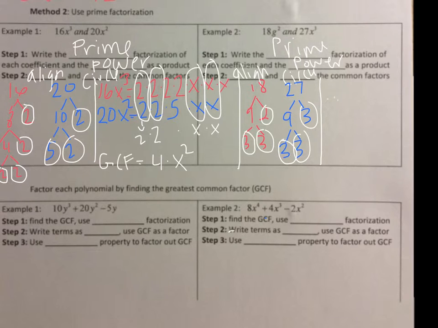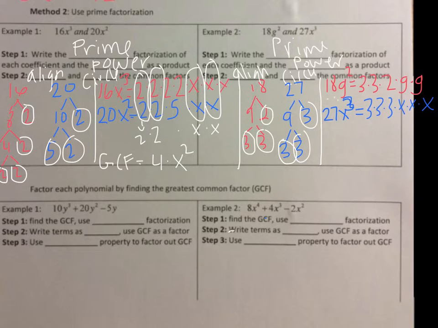Alright, so let's find the GCF for both of these by listing their prime factors out. So for 18g squared, we have 3 times 3 times 2, and then we also have g squared, which is g times g. For 27x squared, we're going to get 3 times 3 times 3 times, I made a small mistake. This is supposed to be x cubed, not x squared, so times x times x times x.